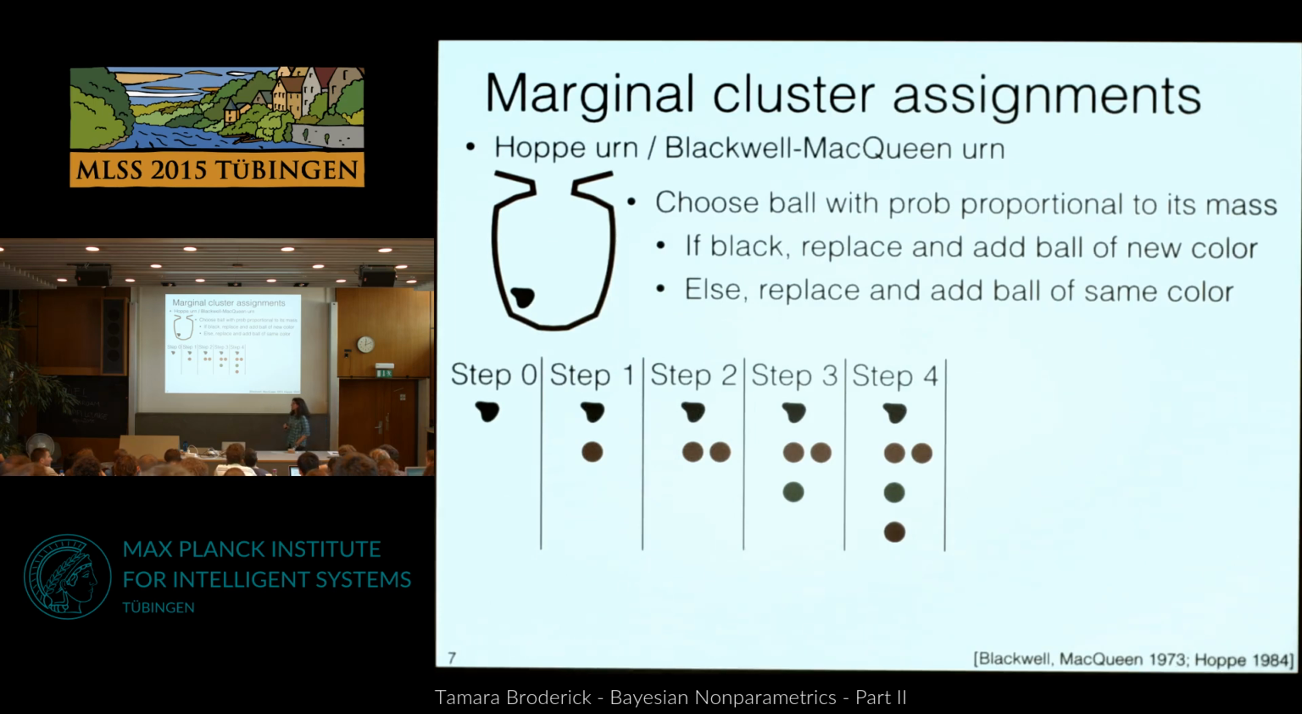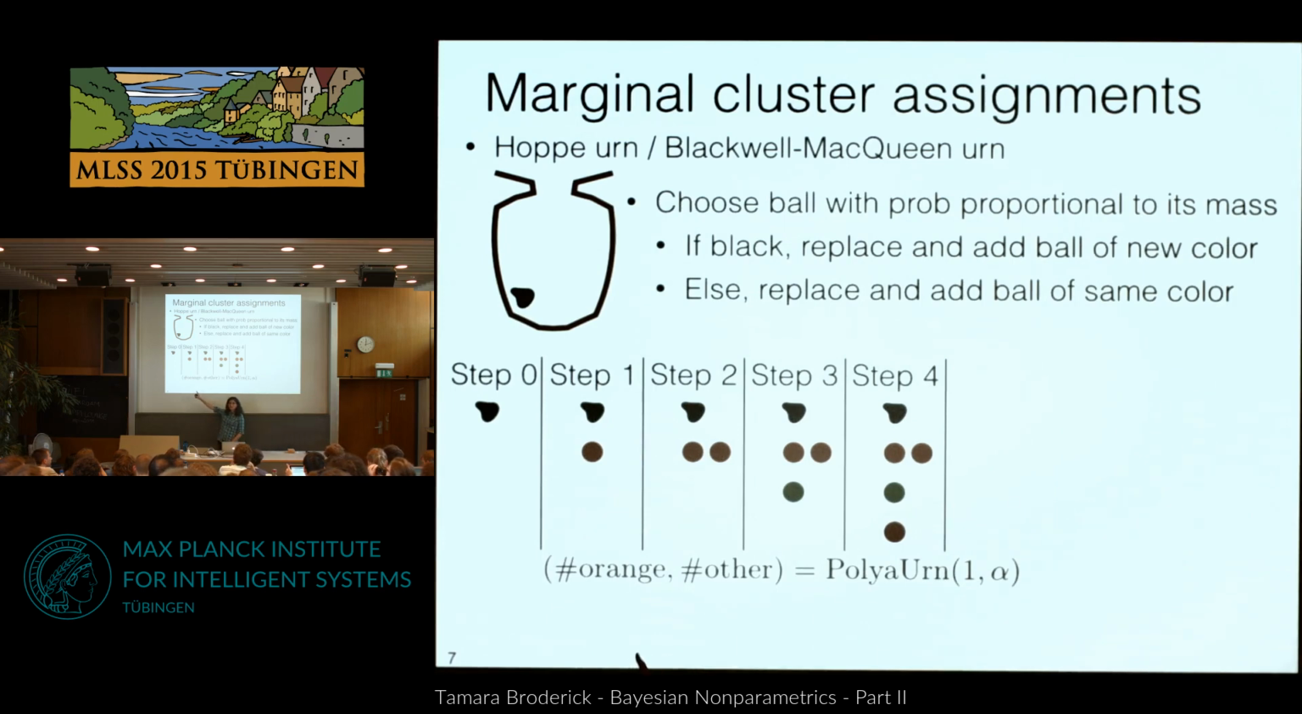Great, exactly right. Let me just repeat that. At step 1, we have 1 orange ball, and we have alpha not orange balls. Going forward from step 1, whenever we choose an orange ball, we'll put another orange ball into the urn, and whenever we choose a not orange ball, we'll put a not orange ball into the urn. That's a Polya urn that starts off with parameter 1 for orange and parameter alpha for not orange. So starting from step 1, the distribution of orange and not orange is Polya urn (1, alpha).